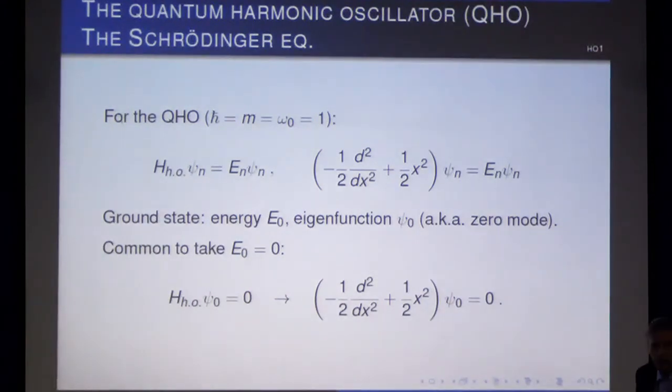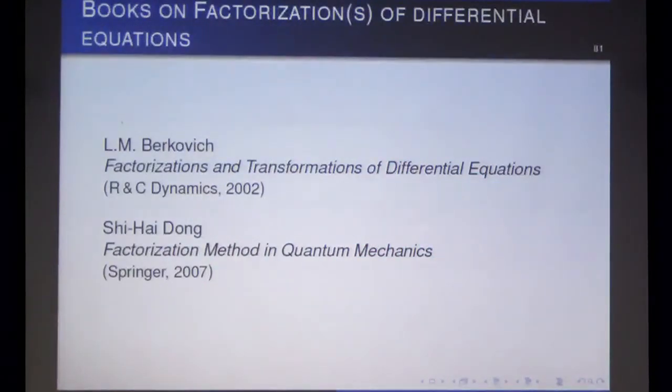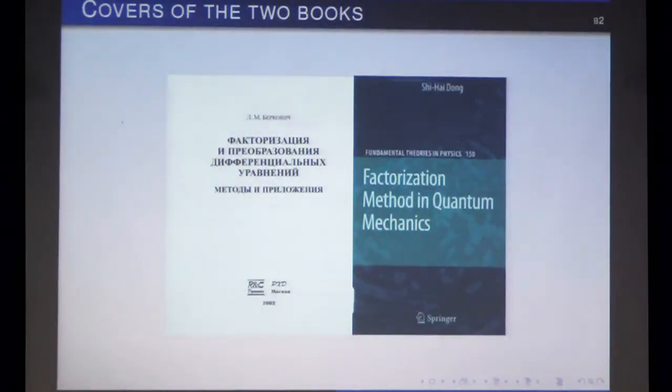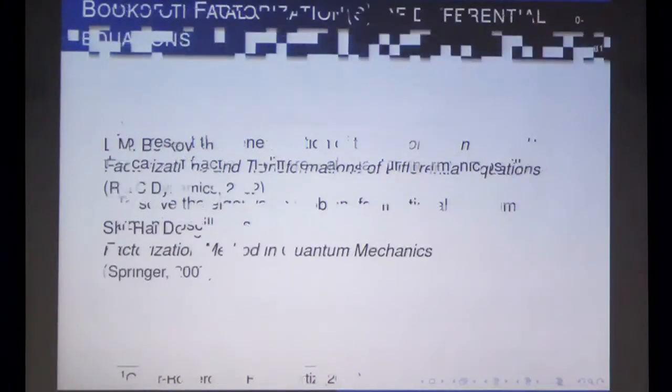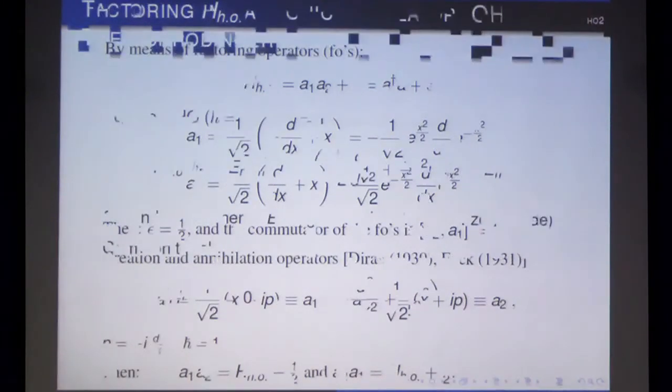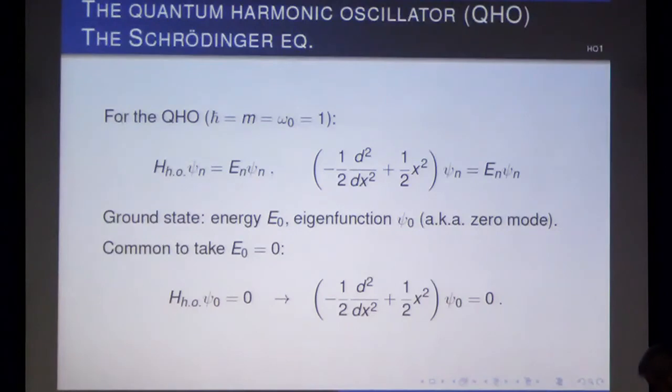Okay, so the quantum harmonic oscillator is a basic eigenvalue problem in quantum mechanics. So we have the eigenvalue problem for this Hamiltonian, which is in quadratic form. If we put E0 to 0, then we have a homogeneous equation of this kind, yeah, for the eigenmode, the zero eigenmode. I mean the ground state in quantum mechanics and the zero mode in quantum optics.